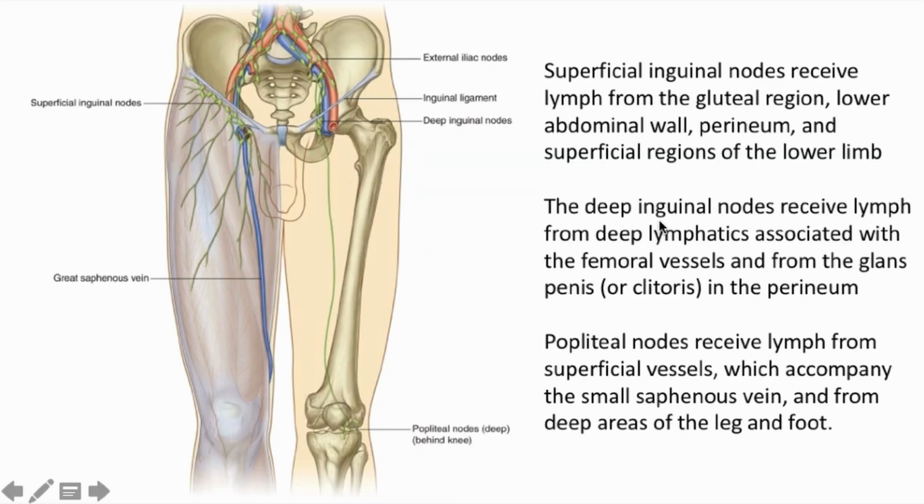Lymphatics. Most lymphatic vessels in the lower limb drain to superficial and deep inguinal nodes located in the fascia just inferior to the inguinal ligament. Remember, we talked about NAVL, right? Lymphatics, and then vein, artery, and then the femoral nerve passes through there.